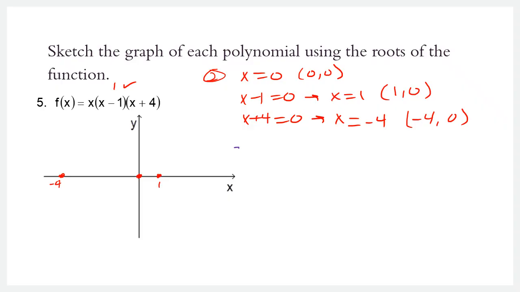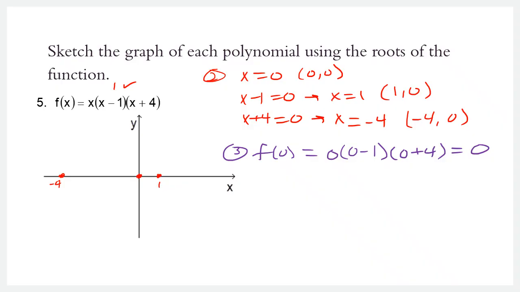Our third step is to find our y-intercept. To find our y-intercept, we're looking for f of 0. F of 0 means everywhere there's an x, I'm going to plug in 0. Well, in this case, it's really easy because this factor makes everything 0. So f of 0 is 0, which is why I have this. Okay, so my y-intercept is one of my x-intercepts.